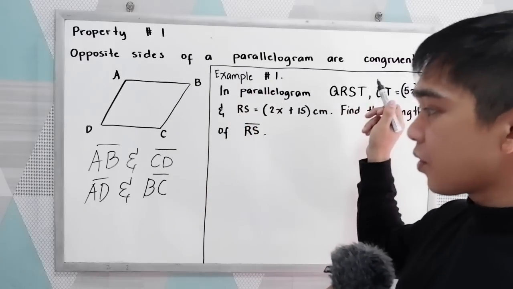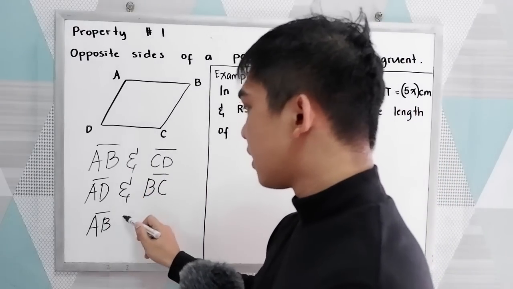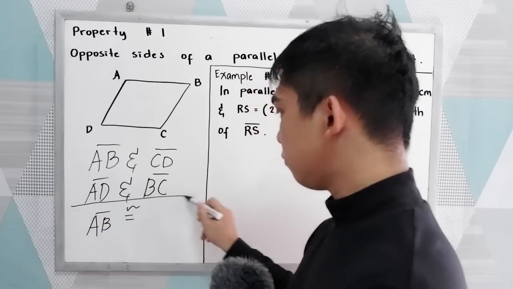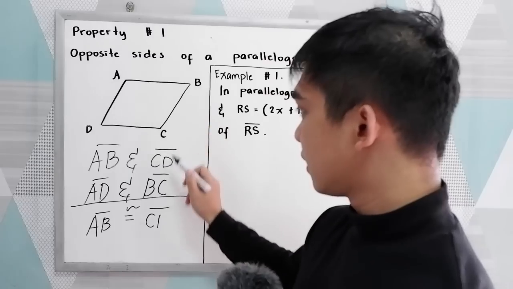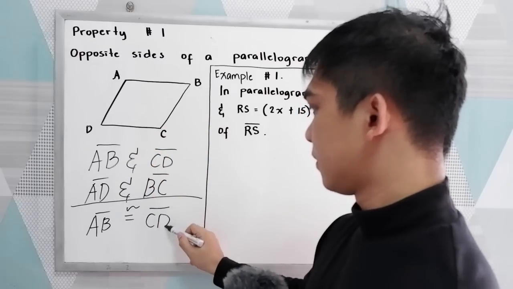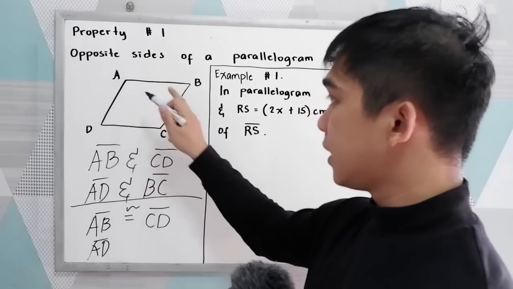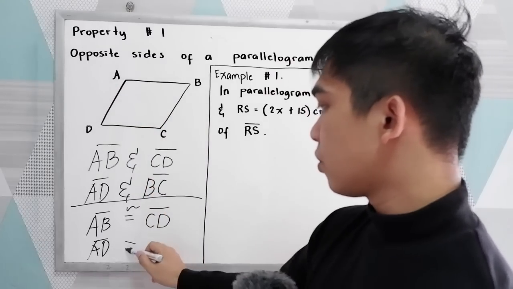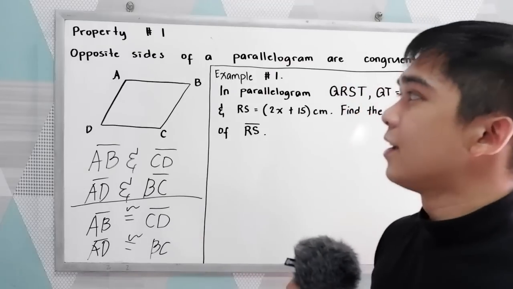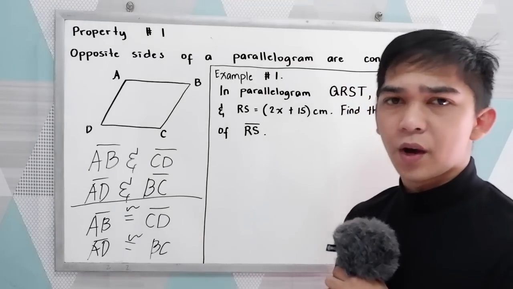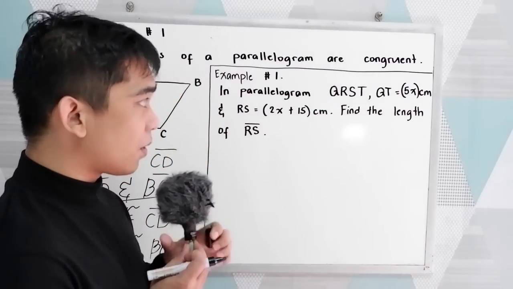So, opposite sides are congruent. So, we can say that AB is congruent to CD. And AD is congruent to BC. Okay, that is our property number 1. To further understand, let's have our problem number 1 or example number 1.